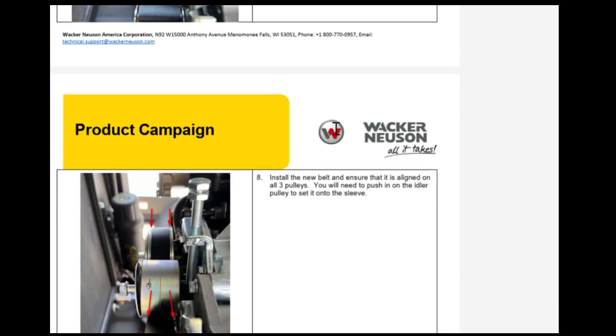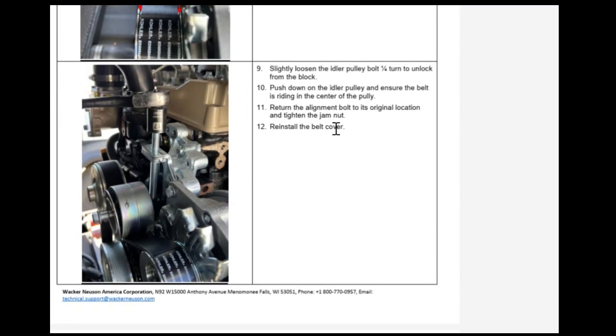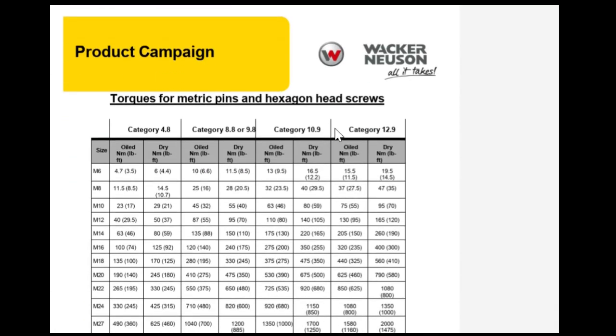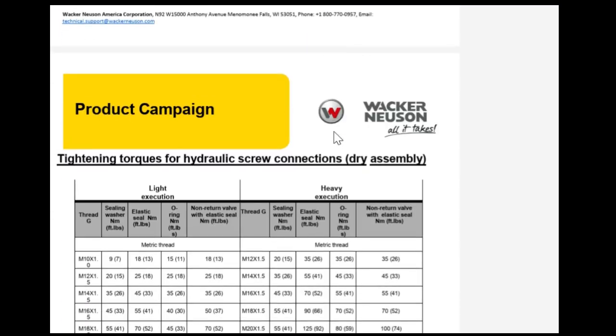This product campaign is another example of a bulletin. This is a chart showing the tightening specs for bolts. The bulletin provides updated information that wasn't in the original service manual.